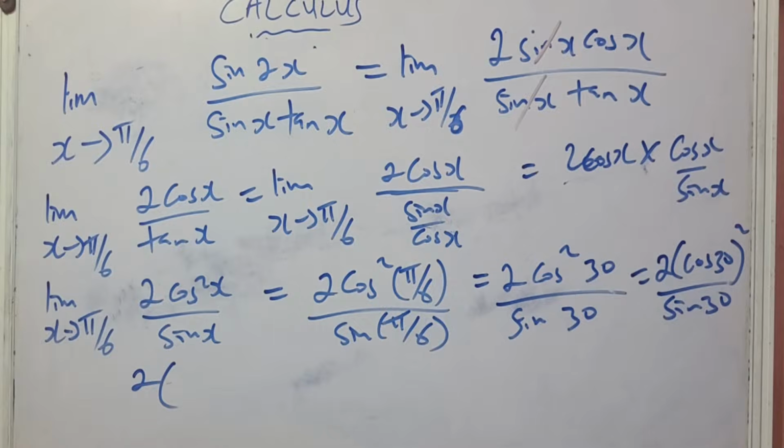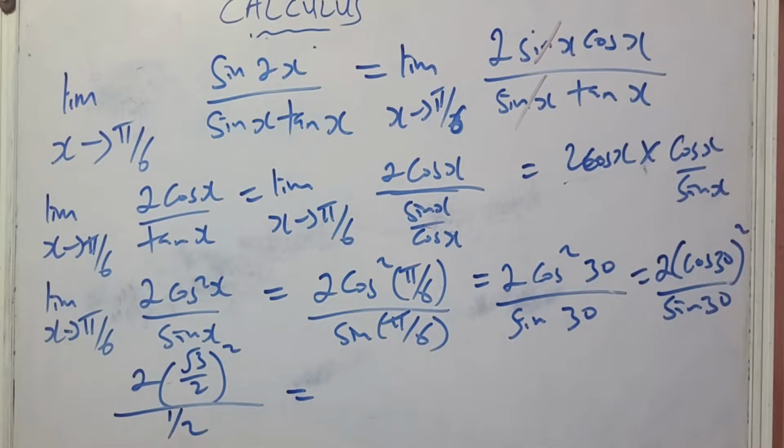All these things I'm writing, the next thing I want to write now, I want to write root 3 over 2. And someone will be wondering, how did they get root 3 over 2? It's just from my special triangles in trigonometry. And my sine 30, I can write that as 1 over 2 because it's also in my special triangles.